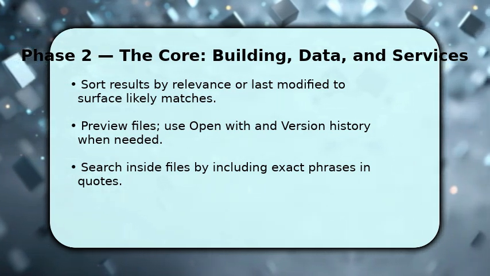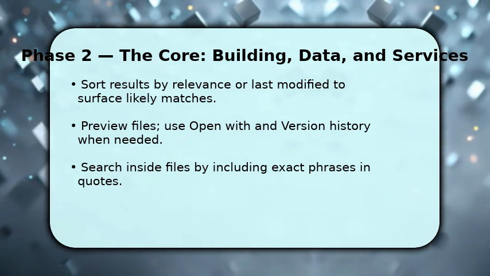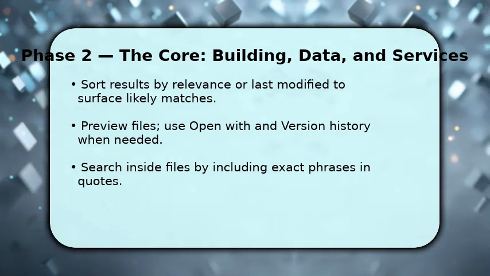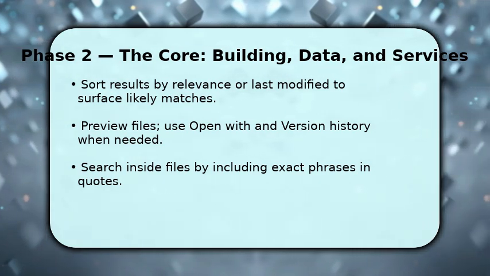When a file looks close but outdated, check version history to find prior content. Also, use open with to test attachments. Sometimes originals hide under converted copies.